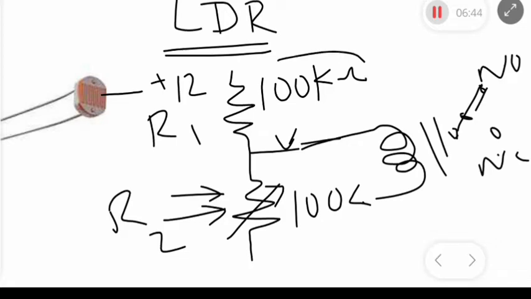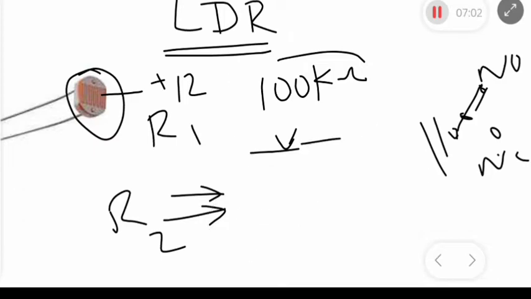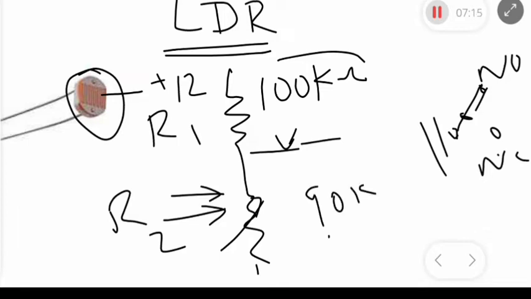What will happen as day breaks, as the sun starts to shine upon this LDR, which is what we have here, is that the resistance will keep decreasing. As the brightness of the sun comes up, the resistance will start decreasing. From 100k, it can come to 90, 60, 50, depending on the intensity of the light.